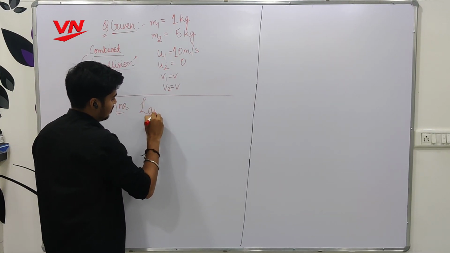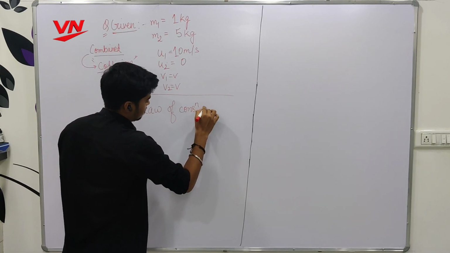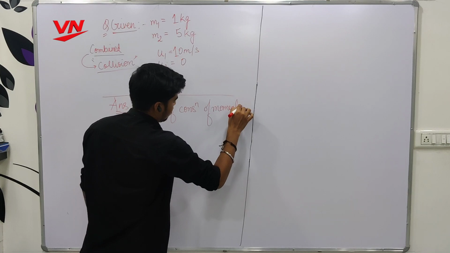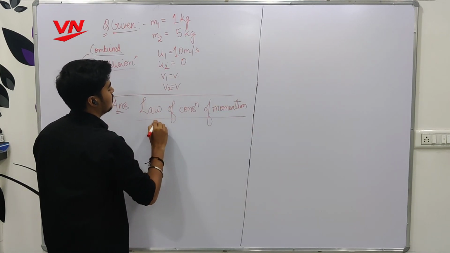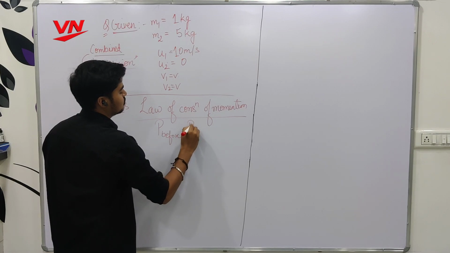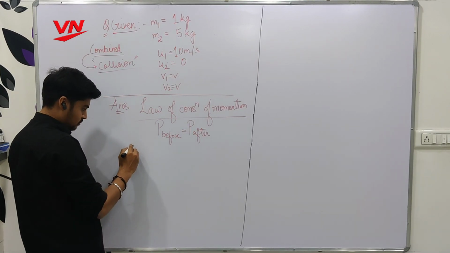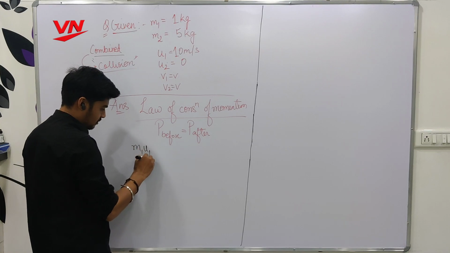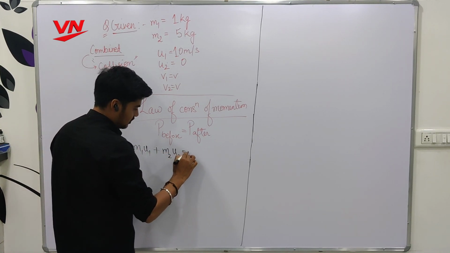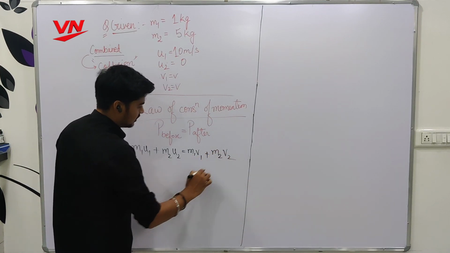we will apply law of conservation of momentum. What does it state? Total momentum before collision is equals to total momentum after the collision. So m1 u1 plus m2 u2 is equals to m1 v1 plus m2 v2.